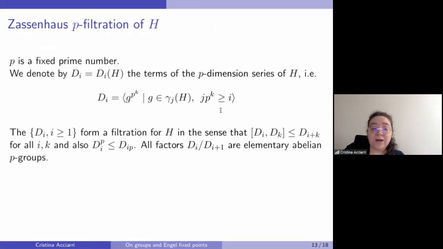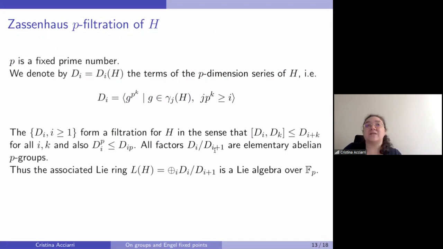Okay? When you consider this filtration for H, this means that each term is contained in the next one, but you have this nice property about commutators: the commutator [D_i, D_k] is contained in D_{i+k}, and in particular D_i to the p is contained in D_{i·p}. So putting it all together, you get that all factors of this Zassenhaus p-filtration are elementary abelian p-groups.